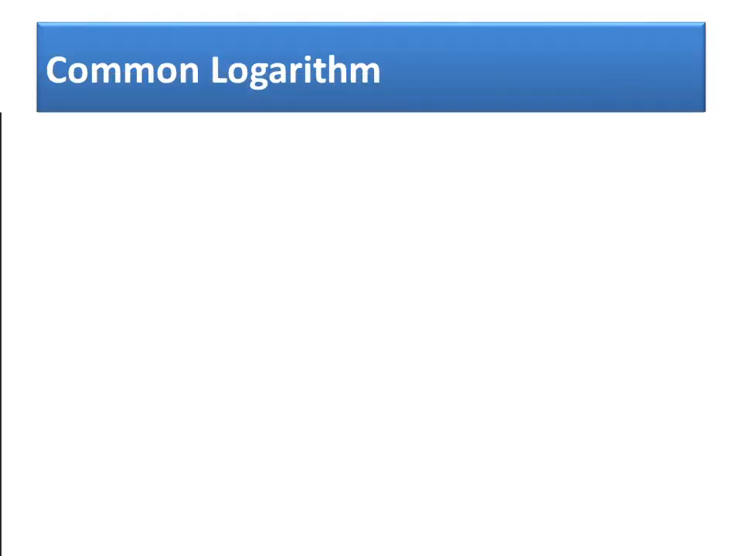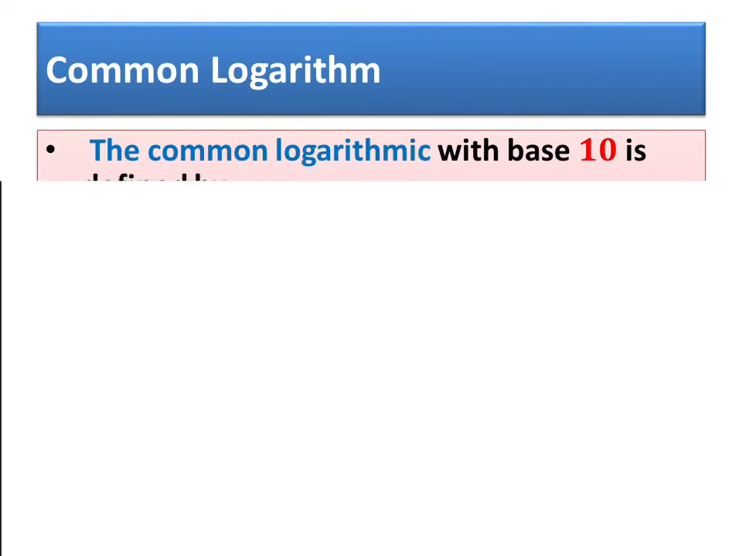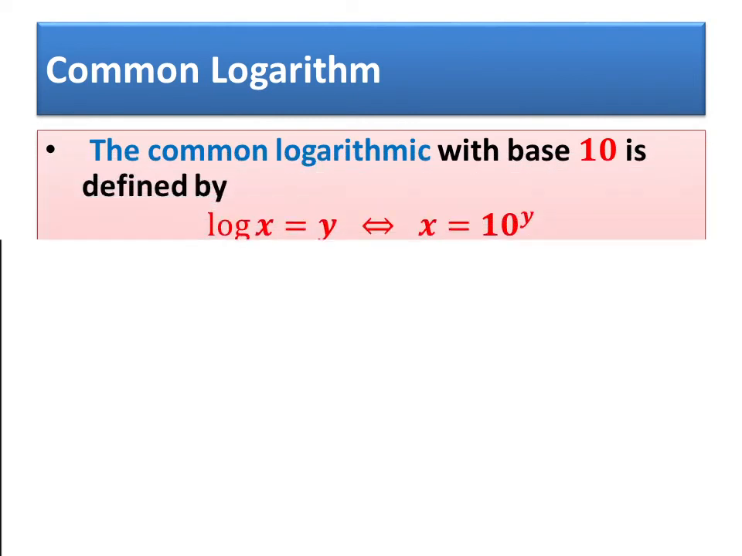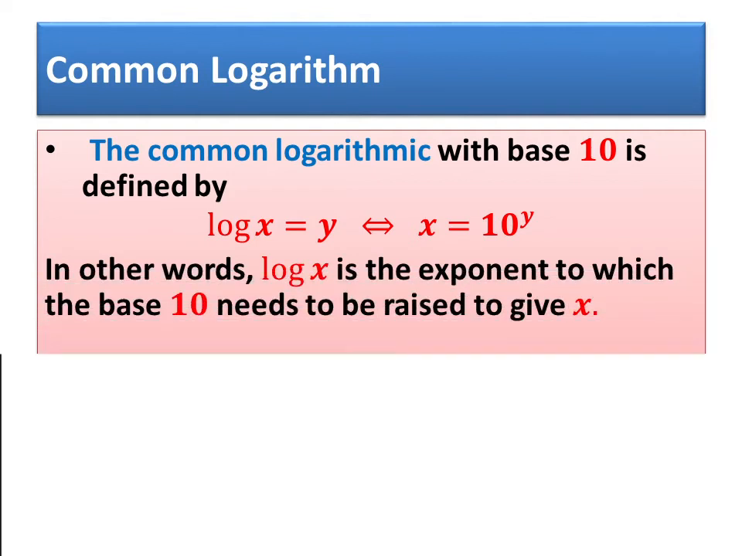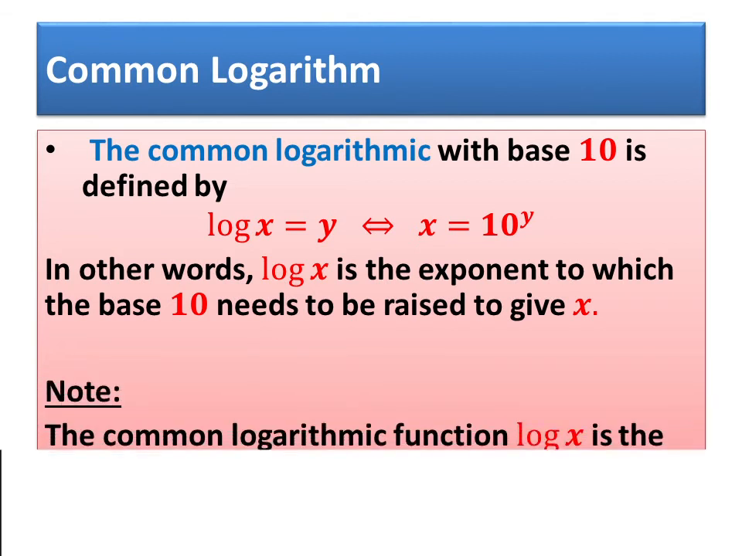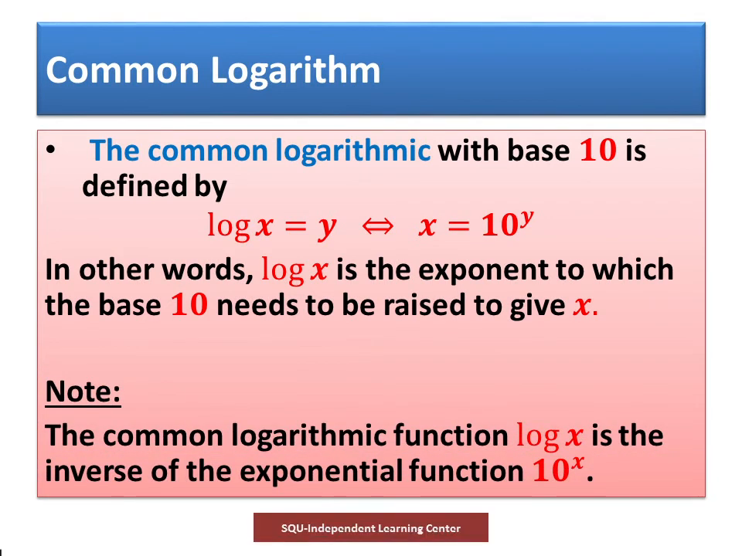And here come common logarithms. The common logarithmic function with the base 10 is defined by log x equals y. This is equivalent to x is equal to 10 power y. Notice that we don't write the base, we only write log x, we don't write to the base 10, and we know that this means log x to the base 10. And we also say that log x is the exponent to which the base 10 needs to be raised to give x. Clearly, the common logarithmic function log x is the inverse of the exponential function 10 power x.